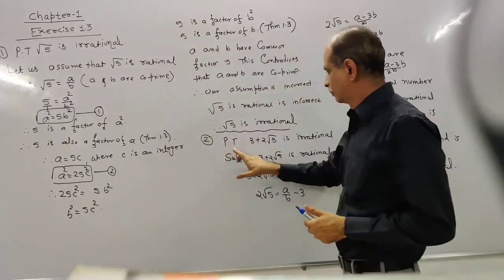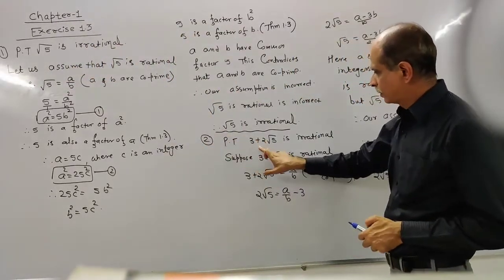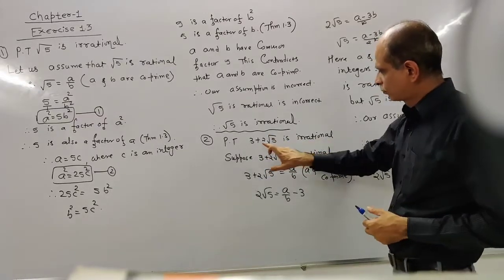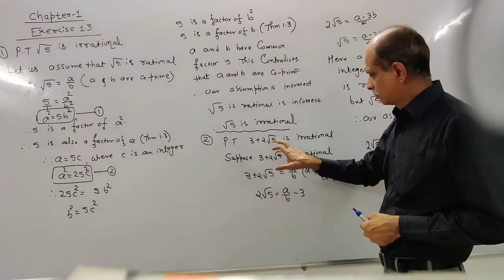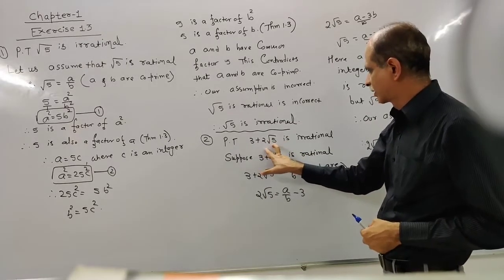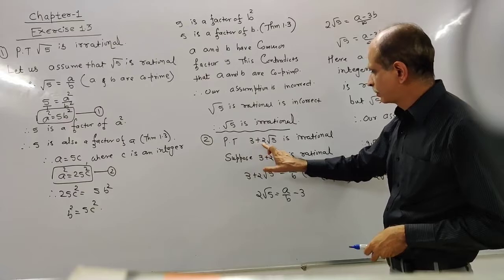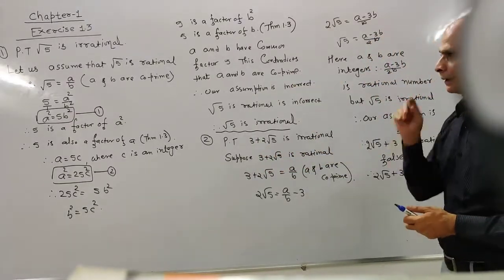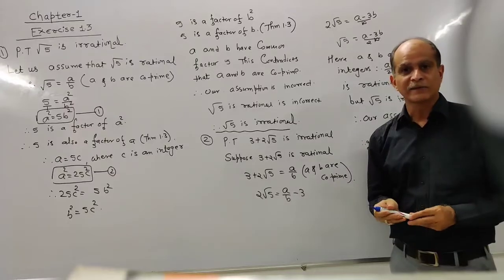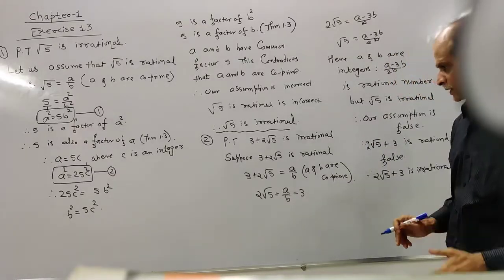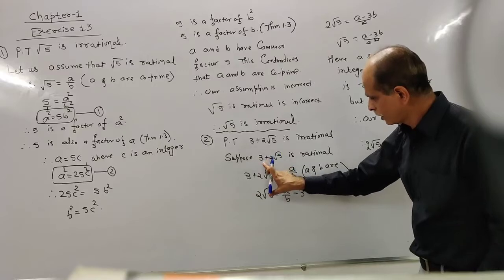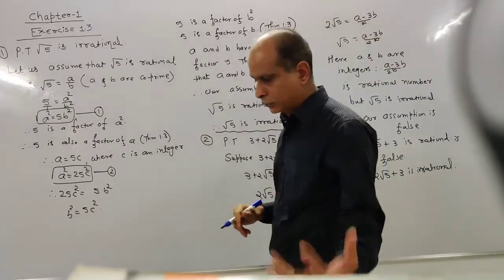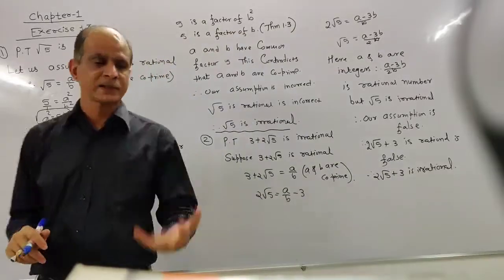Now second example, prove that 3 plus 2 root 5 is irrational. 3 is a rational number, but 2 root 5 is an irrational number. Here you have to prove that 3 plus 2 root 5 is an irrational number. Again use the same procedure, that is the contradictory method, the indirect method, to prove this. Suppose 3 plus 2 root 5 is rational. Now use the concept of a rational number.